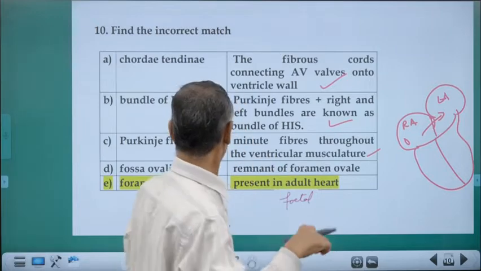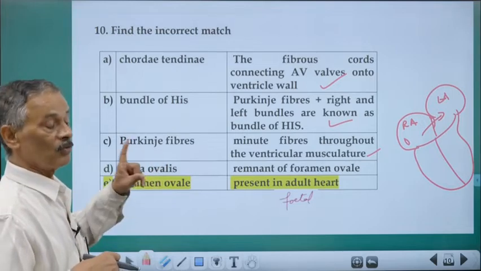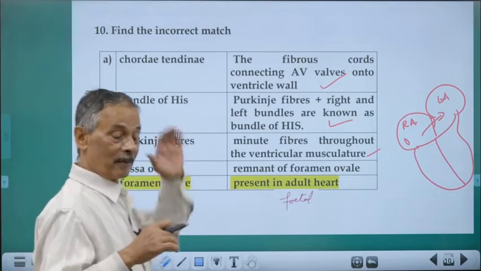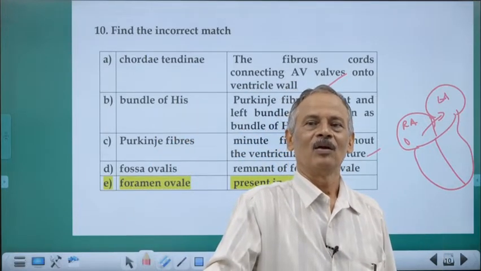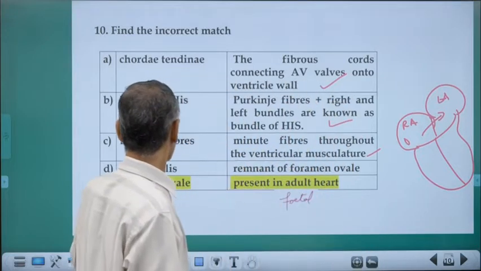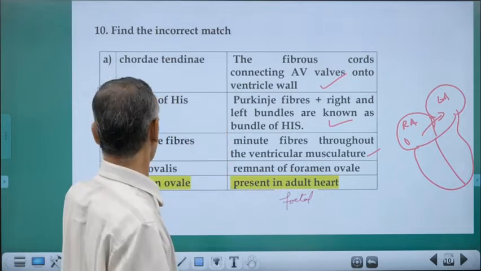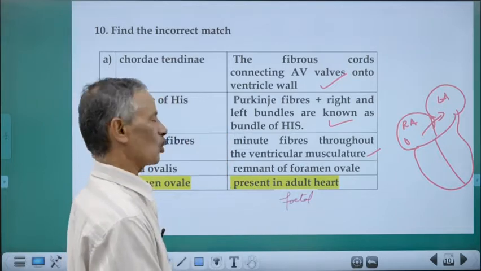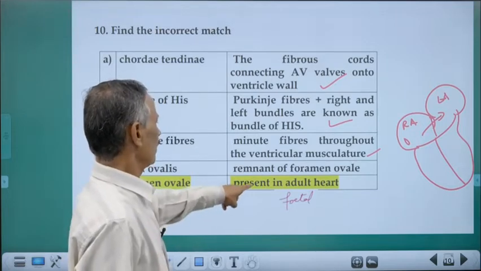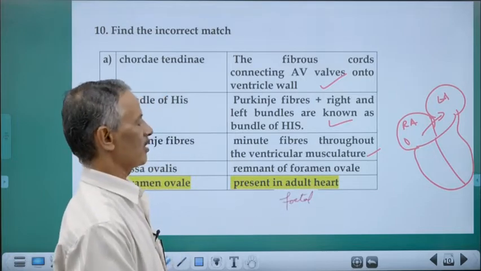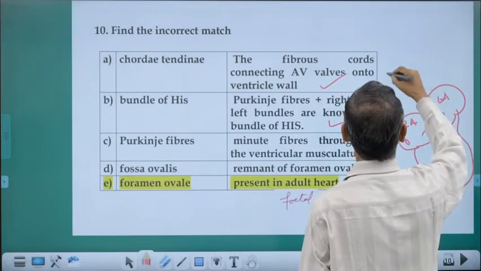This opening is the foramen ovale. Foramen means opening. We have the foramen magnum in the cranium. Foramen ovale is the oval window. Fossa ovalis, the closed window, is a remnant of the foramen ovale. Foramen ovale is present in the adult heart. That is wrong.